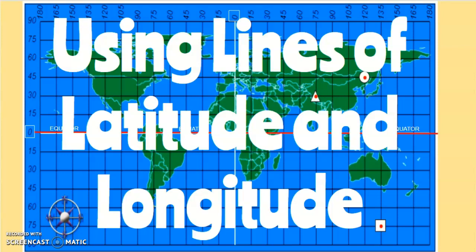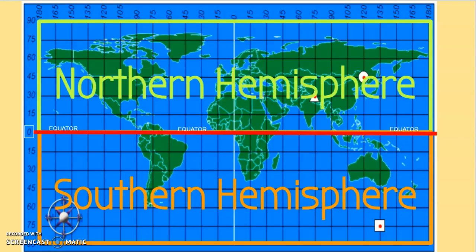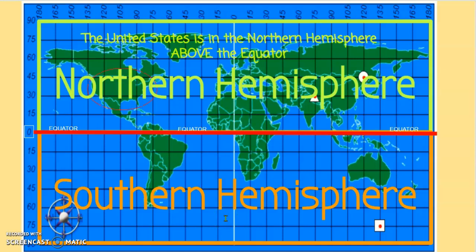Now that we have learned what lines of latitude and longitude are, today we're going to practice using them to find locations on a map. Remember, the equator is the main line of latitude. It divides the Earth into the northern and southern hemispheres. Everything north of the equator is the northern hemisphere, and everything south of the equator is in the southern hemisphere. The United States is in the northern hemisphere because we are above or north of the equator.